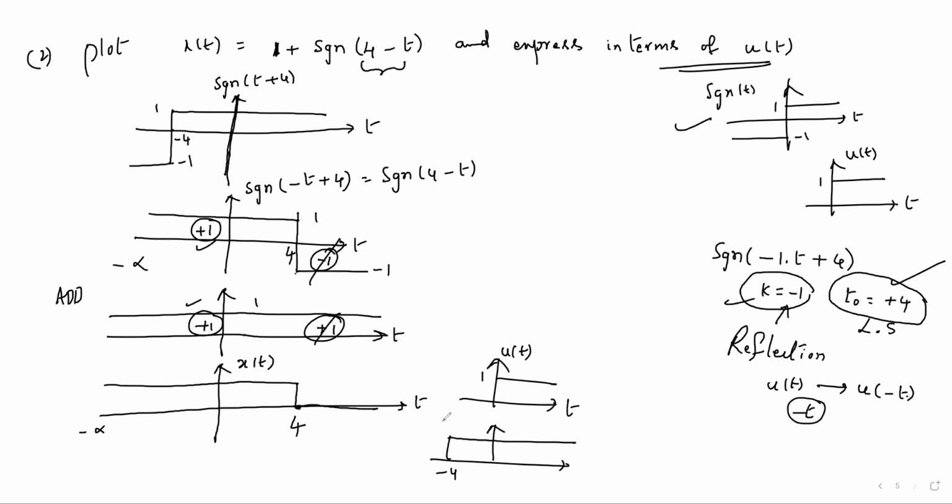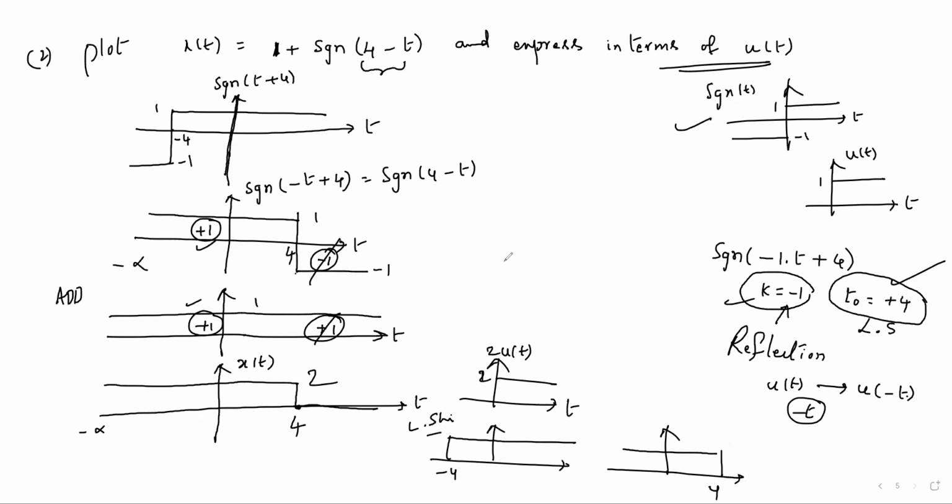And then here, the left shift. And then if you reflect the signal, you will get it like this. So this is the signal we need. Amplitude 2 is there here, so you can take 2 u of t. So the 2 u of t signal is left shifted by 4 units and then reflected.